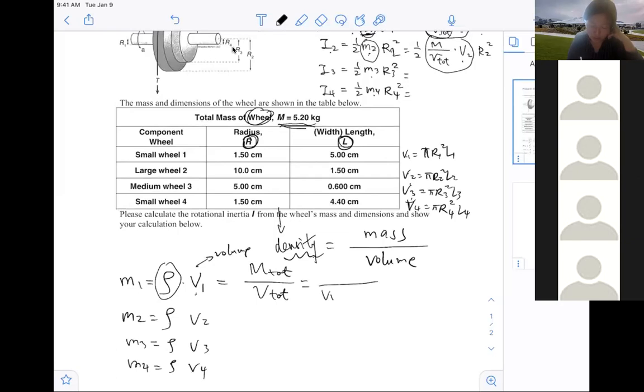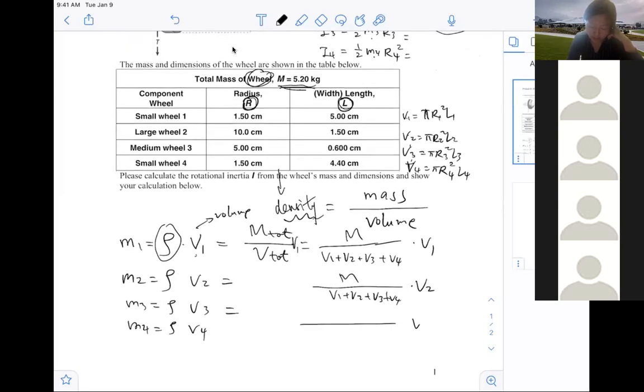Total volume is V1 plus V2 plus V3 plus V4, all of the volumes added together. So this density times V1 is mass 1. This will be the same density times volume 2, the same density times volume 3, and the same density times volume 4. And now you can calculate the individual volumes by using the area times the length.